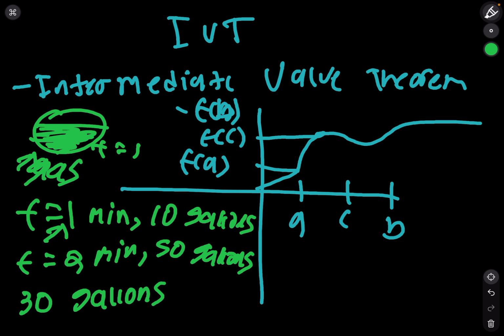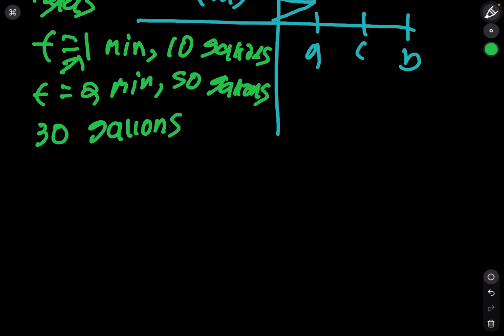And this might seem like logical sense. You can't just skip over 10 to 50 gallons without having 30 gallons of gas, or else that would break the laws of physics. You can't just do that. So what this theorem is stating is that if f of c exists between f of a and f of b, therefore there must be a value c that exists between a and b. And what do I mean by that? Well, let's take a look at an equation.